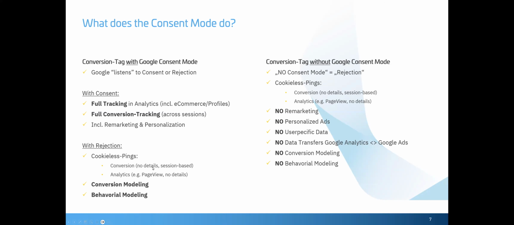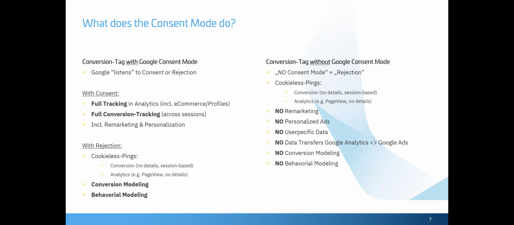So you will see there is one conversion, but you will not see all the details of the conversion. For example, you will not see cross session conversions. You will not see that there was a conversion belonging to a certain campaign, for example. So a lot of details will be missing. And in analytics, for example, you will see the page views, but again, you will lose details. You will maybe, again, not see the sources or the campaigns, etc. What Google will do in this case is enable conversion modeling and behavior modeling. That's something that we will look into in a minute.